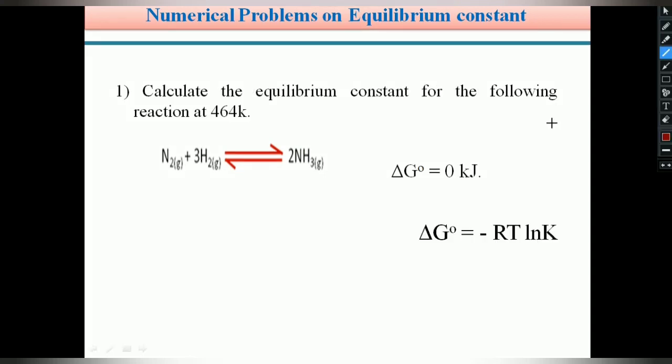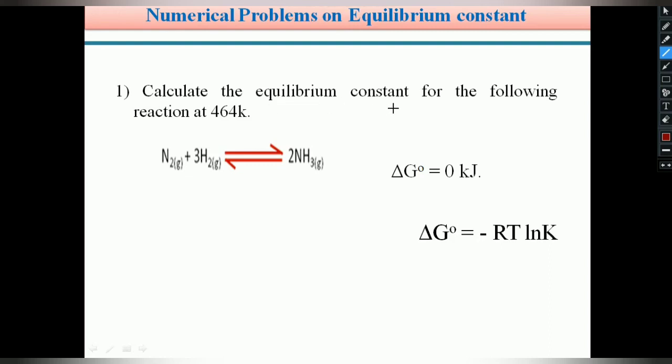Dear students, this is the next model for a numerical problem on equilibrium constant. In this model we can see how to do the solution for the given problem. Calculate the equilibrium constant for the following reaction at 464 kelvins. In the previous model we calculated the change in free energy delta G. In this model we are calculating the equilibrium constant.